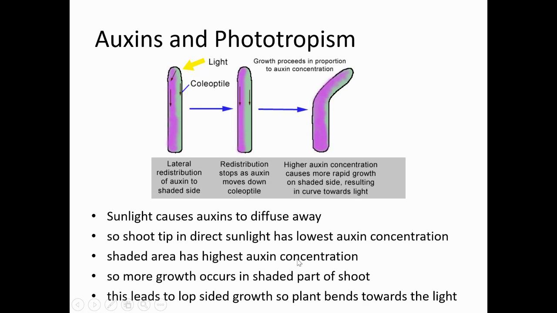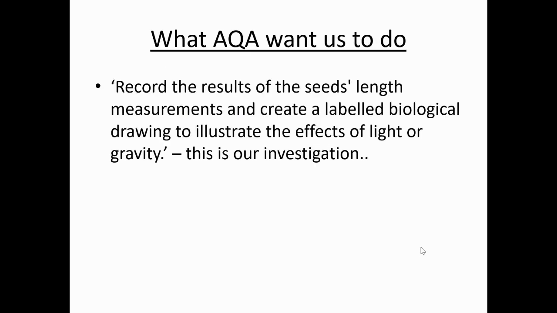The side in the shade will have elongated cells, that means longer cells, which will push the direction of growth towards the light. So again, this is not bending, but rather it growing towards the light.